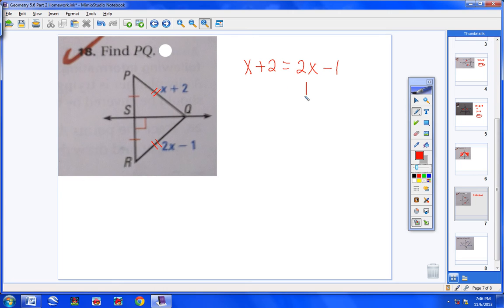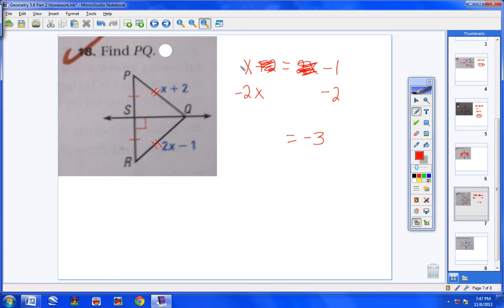Now, I'm going to bring my 2x over, and when I do, it becomes a negative 2x. And of course, this is gone. I'm going to bring this positive 2 out to the other side of the equal sign, and when I do, it becomes a negative 2. So this 2 is gone, and here we go. Negative 1, negative 2 would give you a negative 3. You're not multiplying, you're combining them.